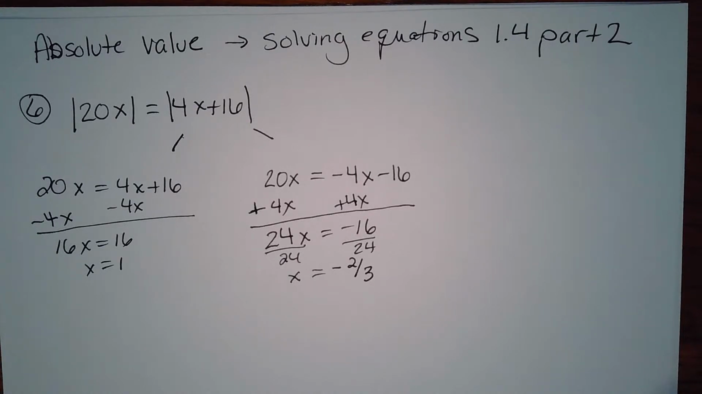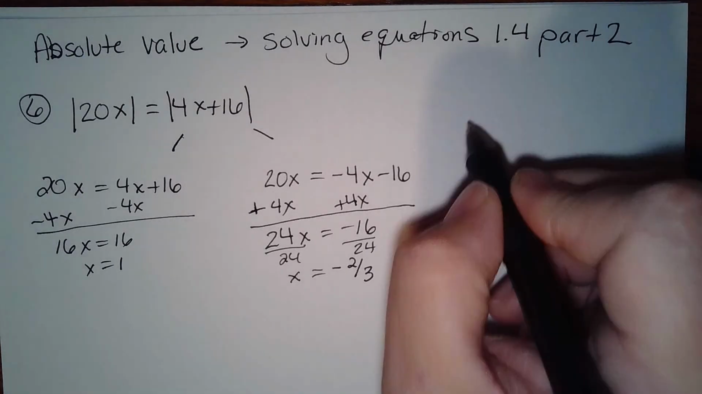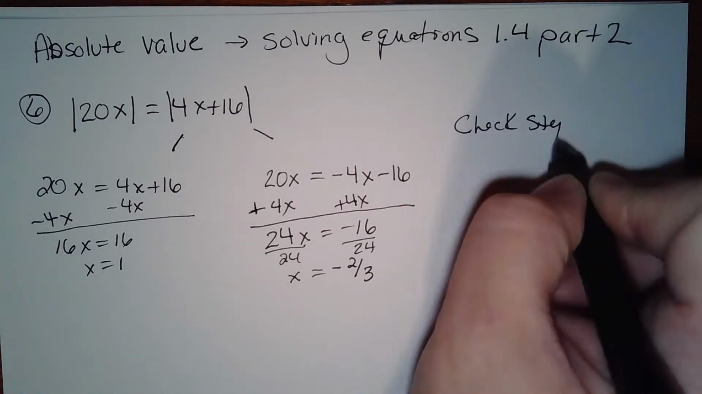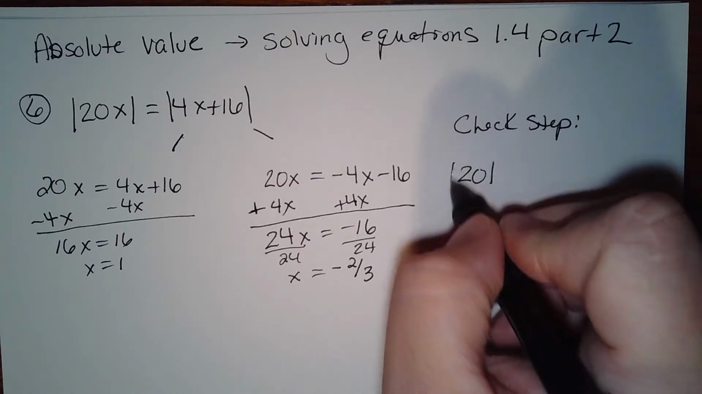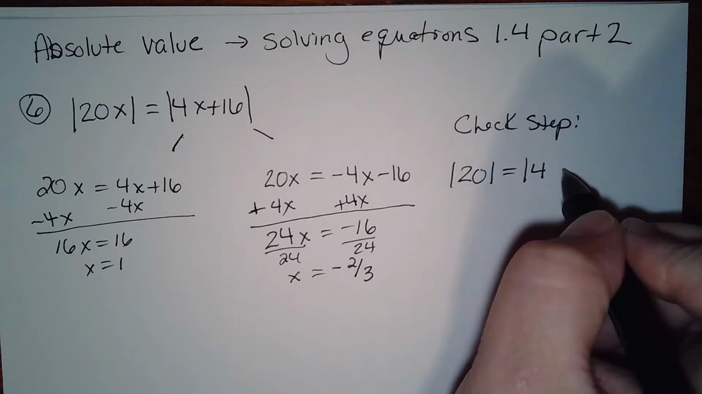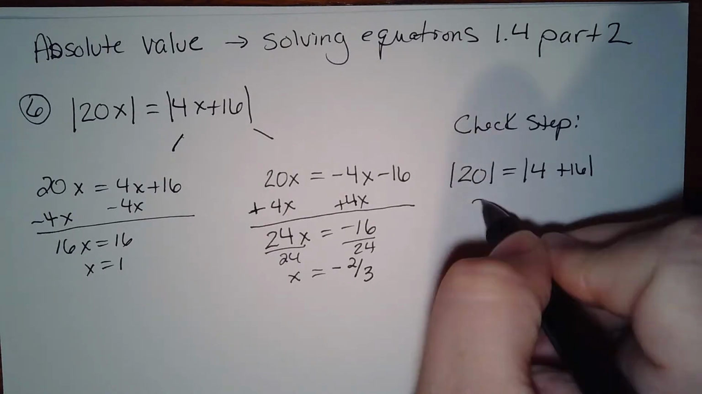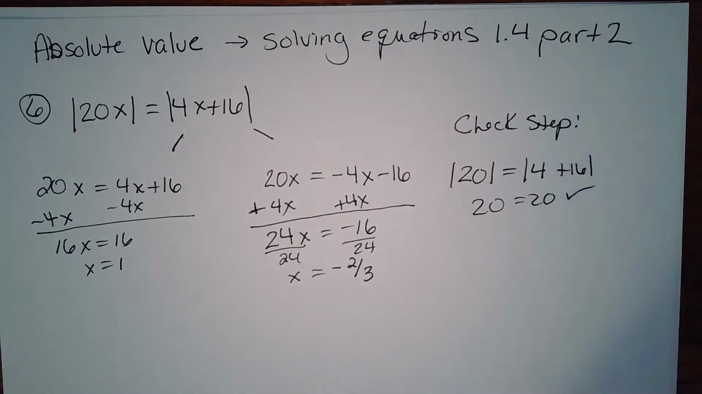So the first thing I'm going to do is check these. What's really important with this one is you have to check both of them. Sometimes one works, sometimes both work, and sometimes neither one works. And when you get into square roots and radicals in Algebra 2, guess what? You're still going to have to do that check step to make sure it works. So let's do a quick check step. With the first one, it was just 1. So 20 times 1 is 20, and 4 times 1 is 4, plus 16. So it looks like I have 20 equals 20. That one checks out, no problem.